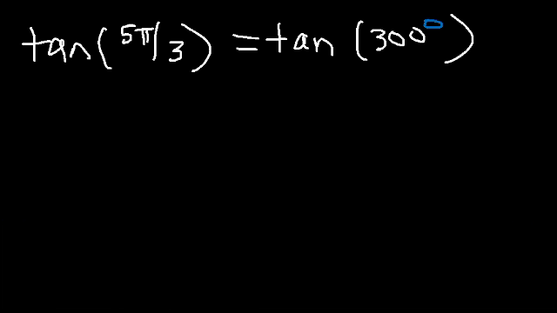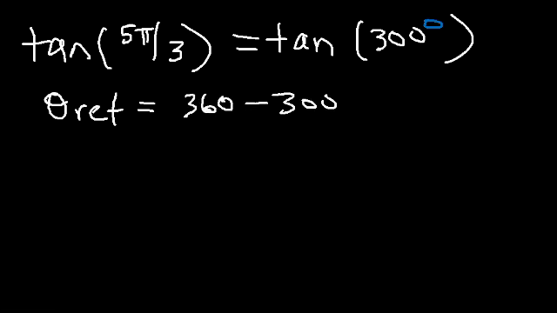So now let's calculate the reference angle. So 300 is in quadrant 4. And the reference angle in quadrant 4 is 360 minus the angle in quadrant 4, which is 300. So we have a reference angle of 60. So we got to find the value of tangent 60 using the reference triangle.